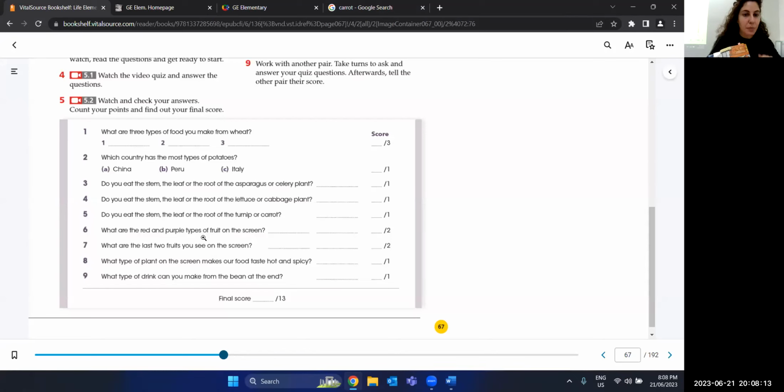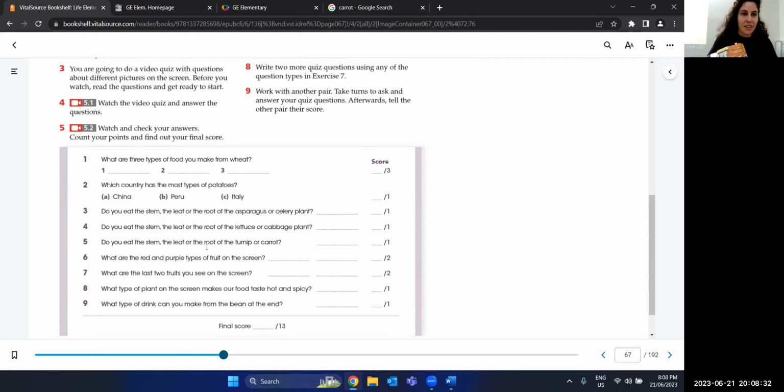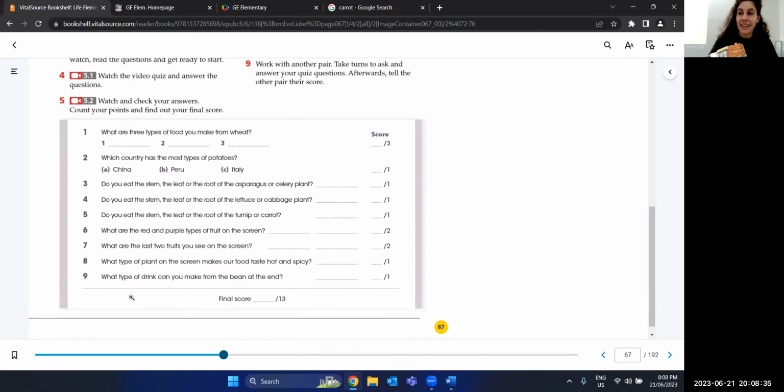What are the red and purple types of fruit on the screen? What are the last 2 fruits you see on the screen? What type of plant on the screen makes our food taste hot and spicy? What type of drink can you make from the bean at the end? Okay, so let's watch the video and try and answer these questions.